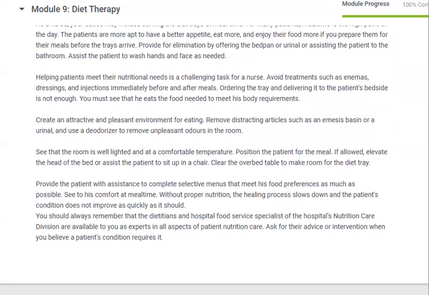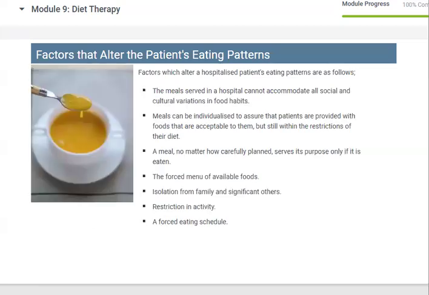Factors that alter the patient's eating patterns. Factors which alter a hospitalized patient's eating patterns are as follows. The meals served in a hospital cannot accommodate all social and cultural variations in food habits. Meals can be individualized to assure that patients are provided with foods that are acceptable to them, but still within the restrictions of their diet.